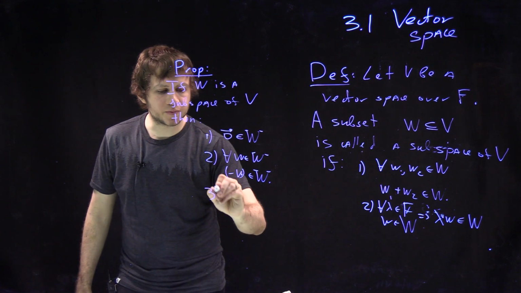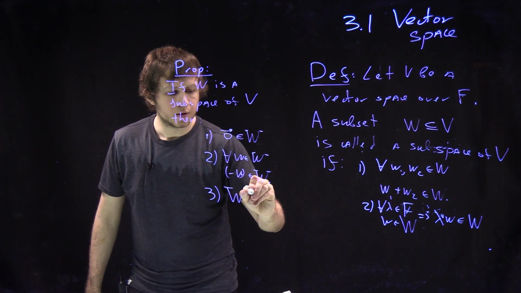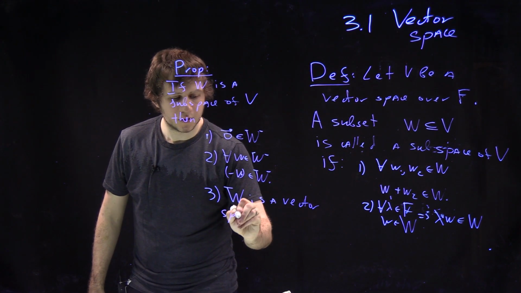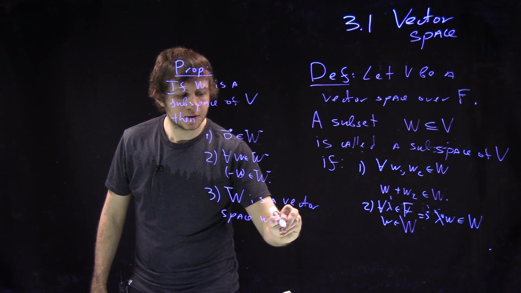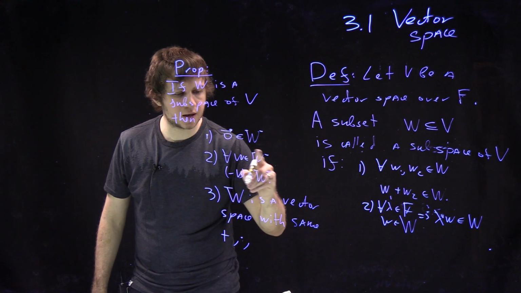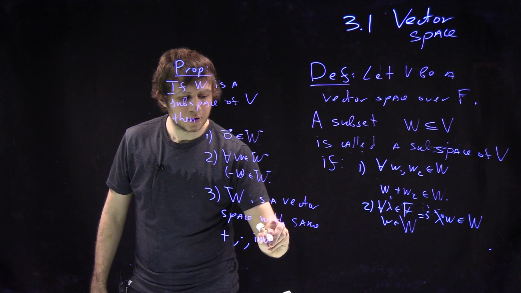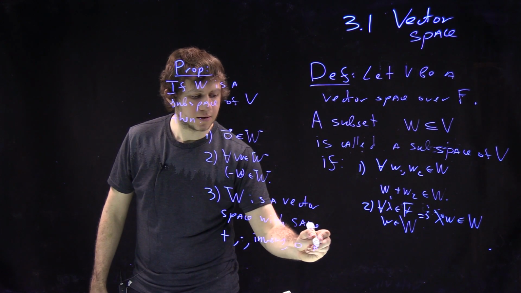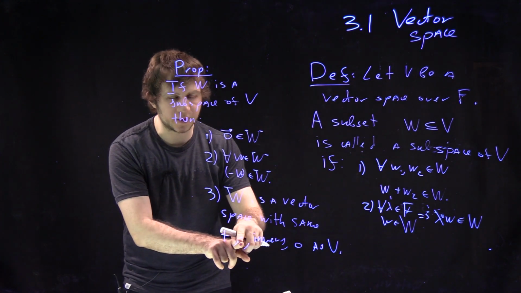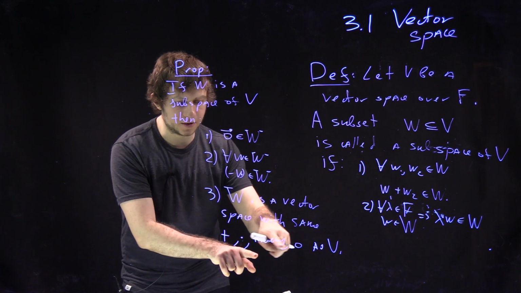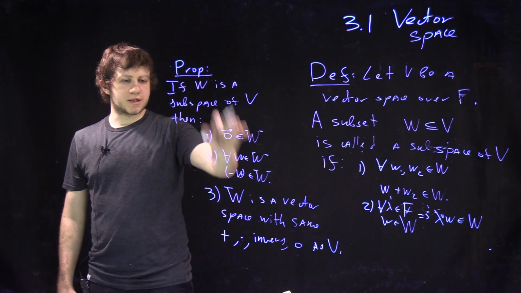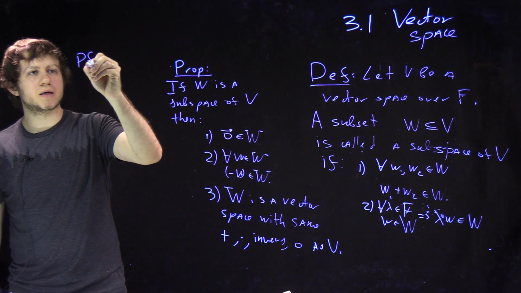And three, the main important part, is that W is a vector space with the same addition, multiplication by a scalar, inverse, and zero as V. It is just a vector space, and all the important things, how you add, how you multiply by a number, how you find the inverse, what is zero, everything is just the same as in V. So that's the statement, and the proof is basically obvious.